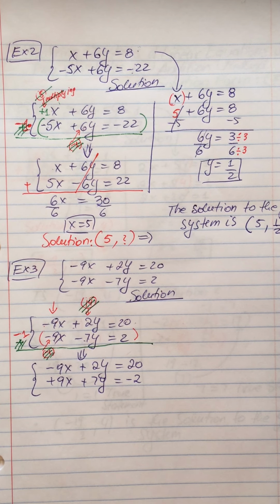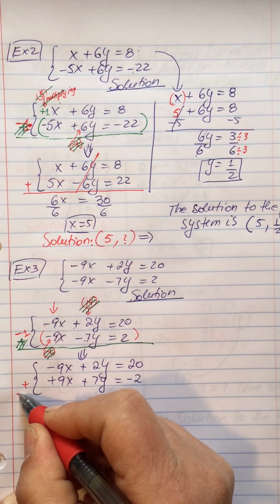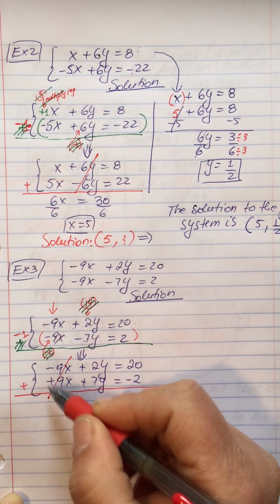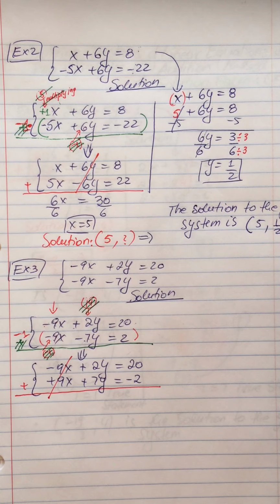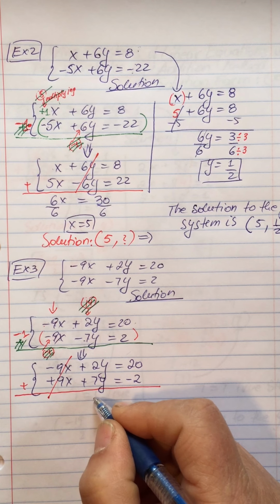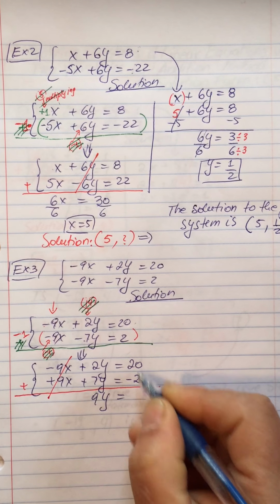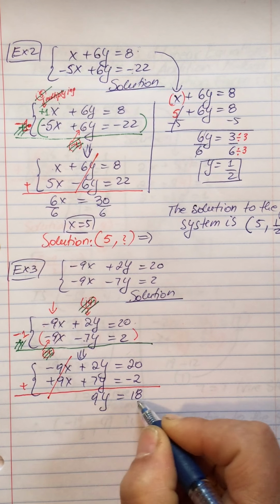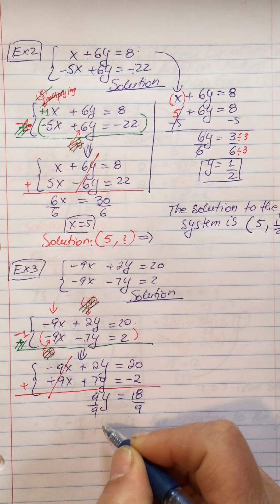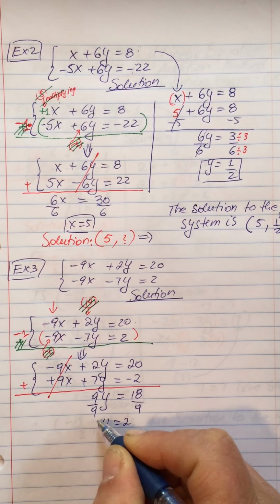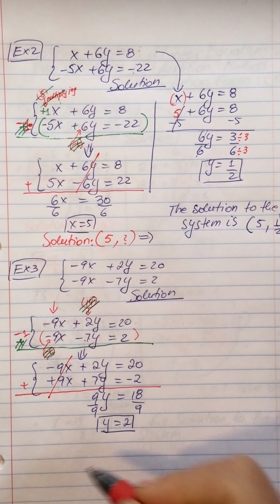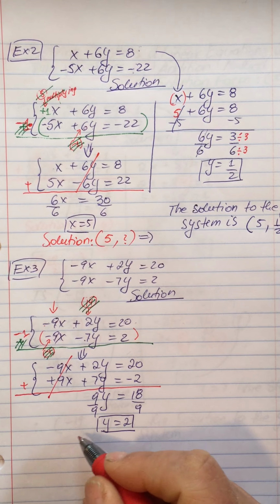Now I am ready to add, because I know that adding both equations, x is gone. This is what I did, and I will be left only with y. 7 plus 2 is 9y, and 20 minus 2 is 18. An equation only in y, I have to solve this by dividing both sides by 9. I have 1y equal to 2. So y is equal to 2, which is the second coordinate of my solution.